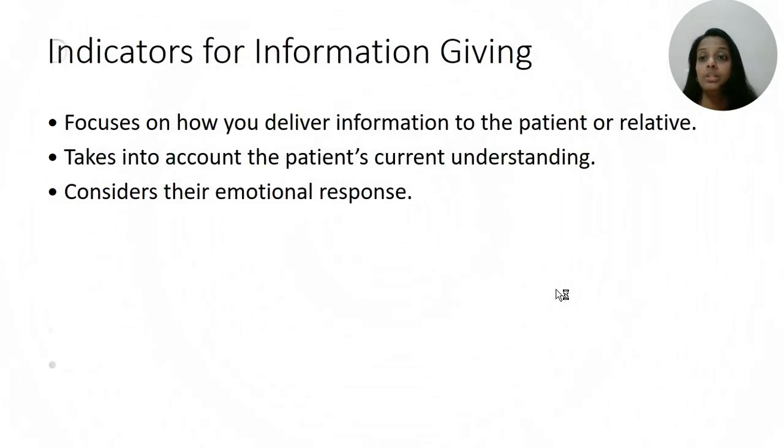Let's move on to some of the indicators for information giving. This criterion is very important as it focuses on how well you convey information to your patient in a way that considers their existing knowledge and emotional states. There are five key aspects to focus on. Let's see them one by one.